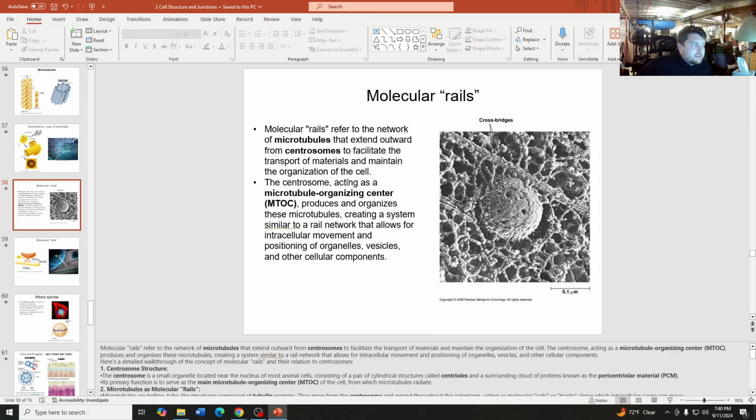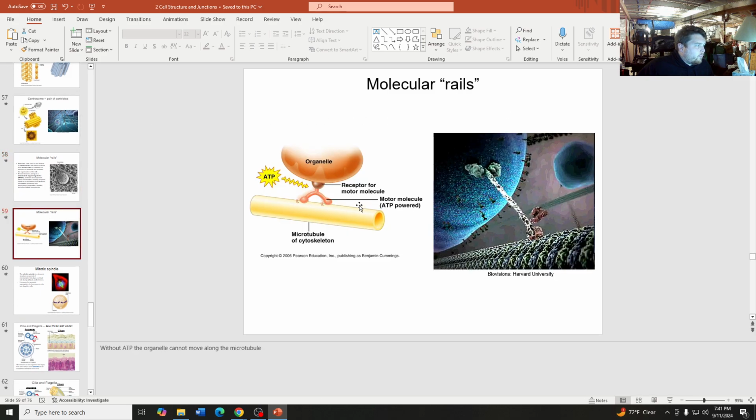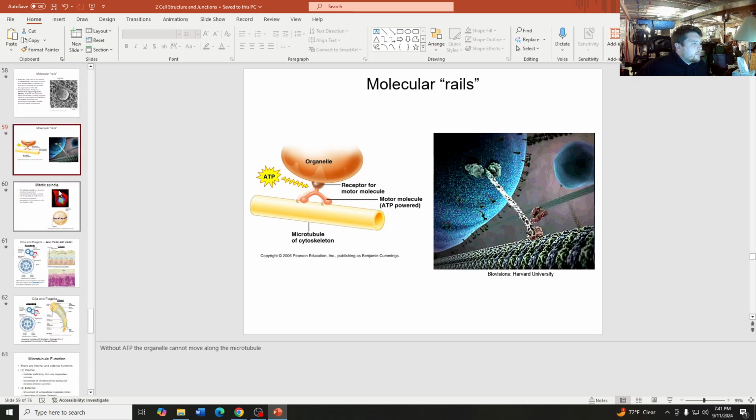This process is happening where it's grabbing all this stuff and moving everything. They call it molecular rails or cross bridges because it follows like a rail system, like a train system. Here we go. Organelles get grabbed on by a motor molecule, and it literally pulls it along to put it into place, and it uses ATP to do that.